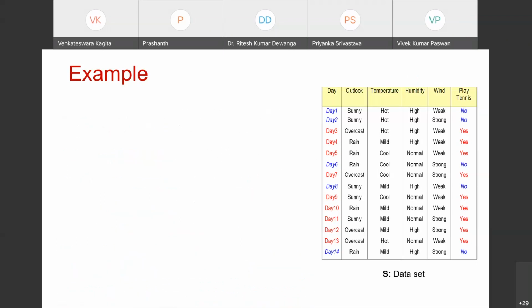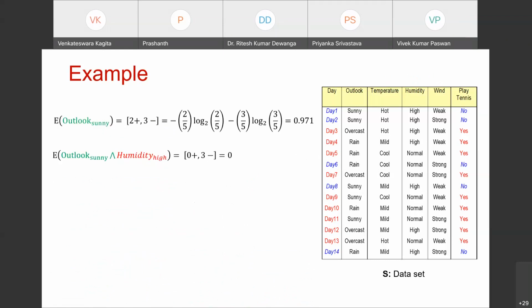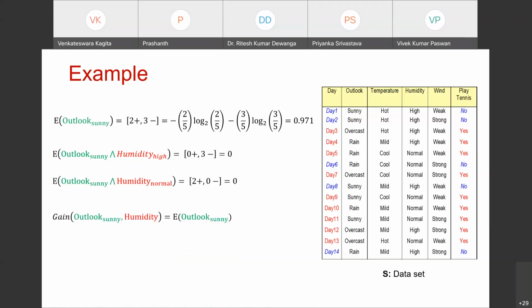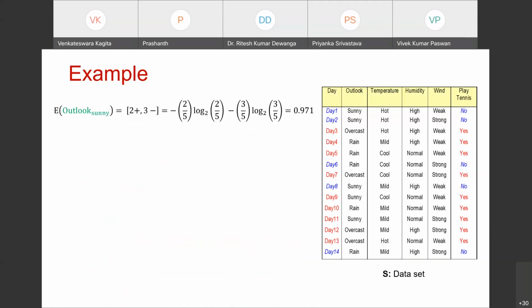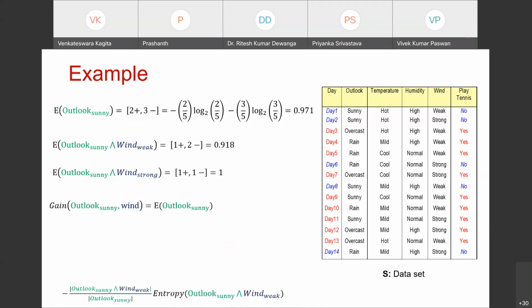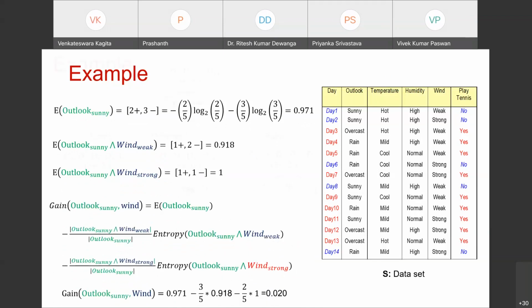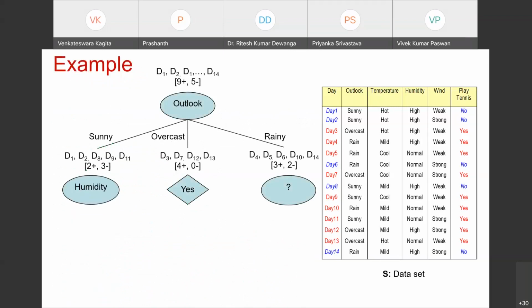So repeat the procedure for gain equal to Outlook sunny and humidity high, Outlook sunny, humidity normal, and measure the corresponding gain. And measure Outlook sunny and wind is weak, Outlook sunny, wind is strong. Measure the corresponding gain. You would get it. So now out of them, humidity has got more gain. So fix that attribute. Similarly, repeat the procedure for the rain also.